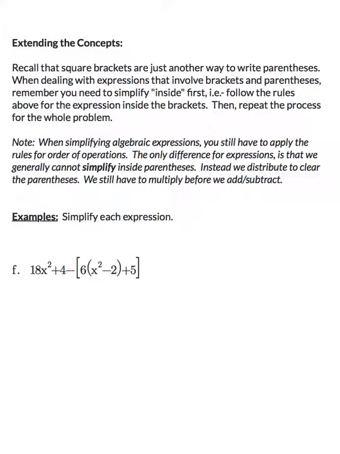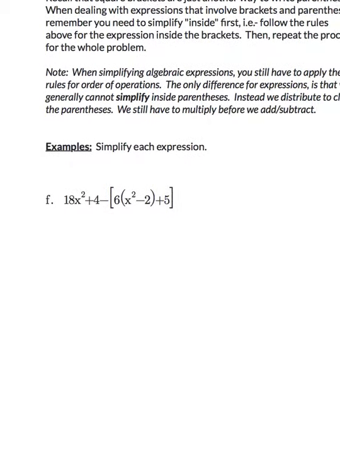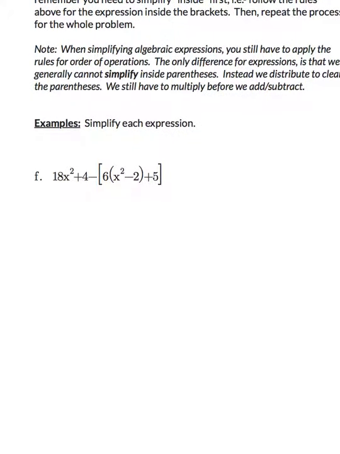Alright, so let's see what we can do here. If we look at example F, we have 18x squared plus 4 minus, and inside brackets we have 6 times parentheses x squared minus 2, close parentheses, plus 5. So again, the first thing I want to do is simplify inside the brackets, but we still need to follow our order of operations or a procedure for simplifying expressions inside.